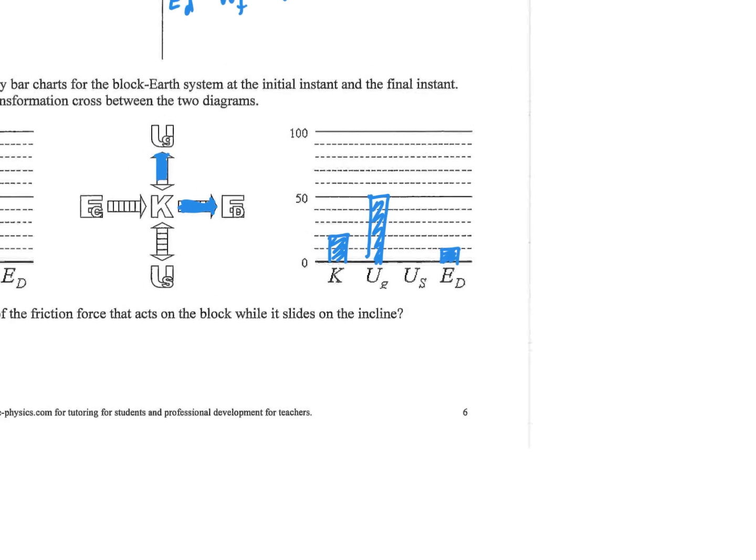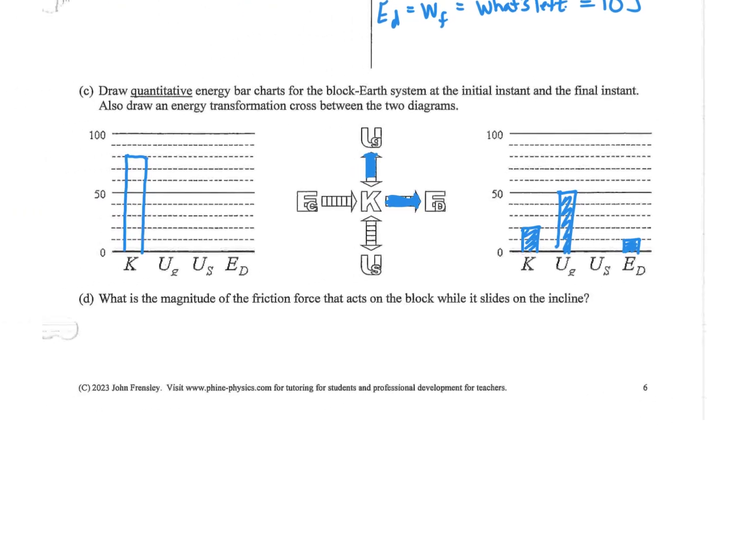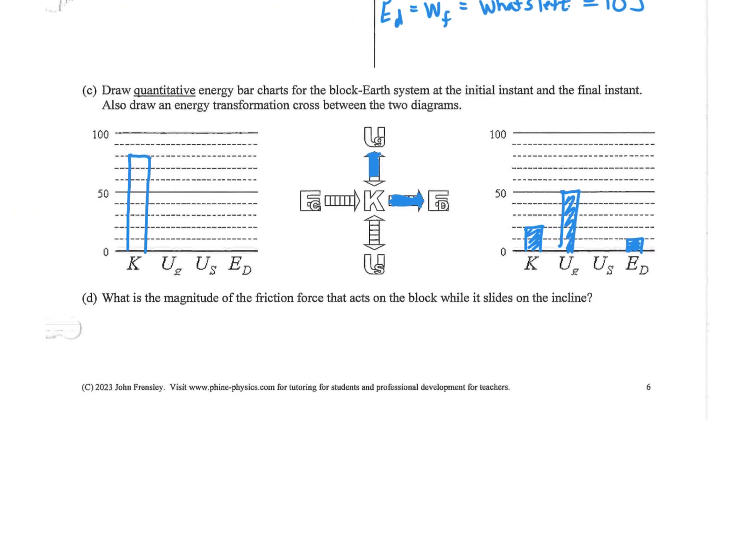Now it says, what's the magnitude of frictional force that acts on it? Well, I know that frictional force times the distance is equal to that dissipative energy, which is work due to friction. How far did it go? It went 5 meters, and it was equal to 10 joules. So the force of friction would be 10 divided by 5, which is 2 newtons. Okay?